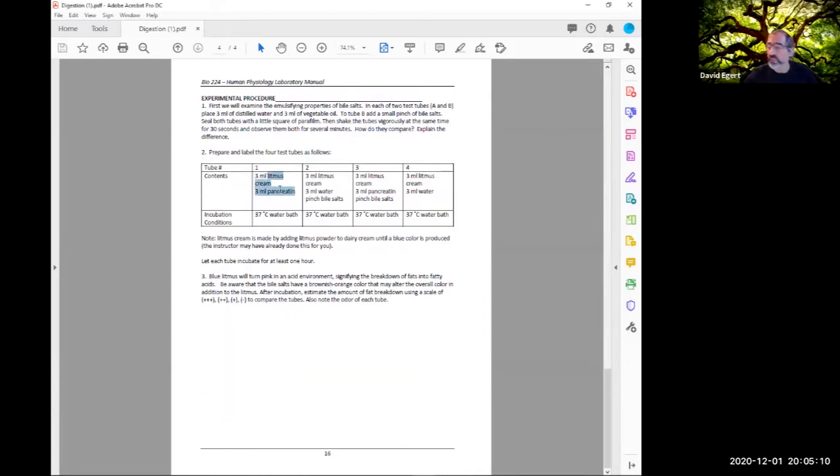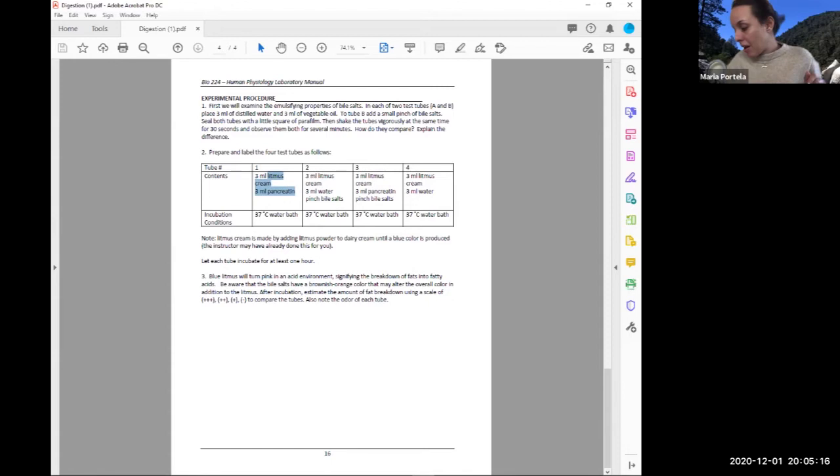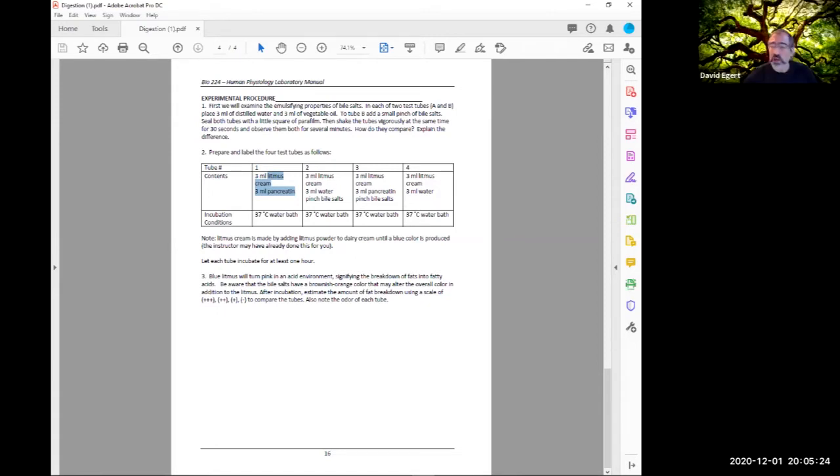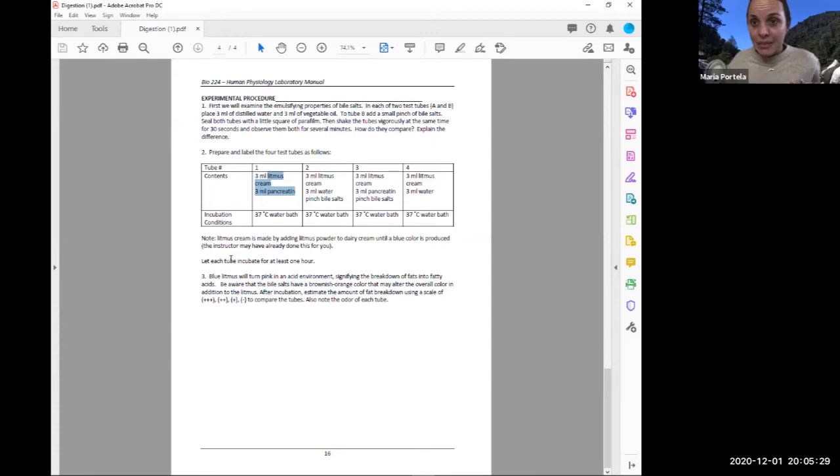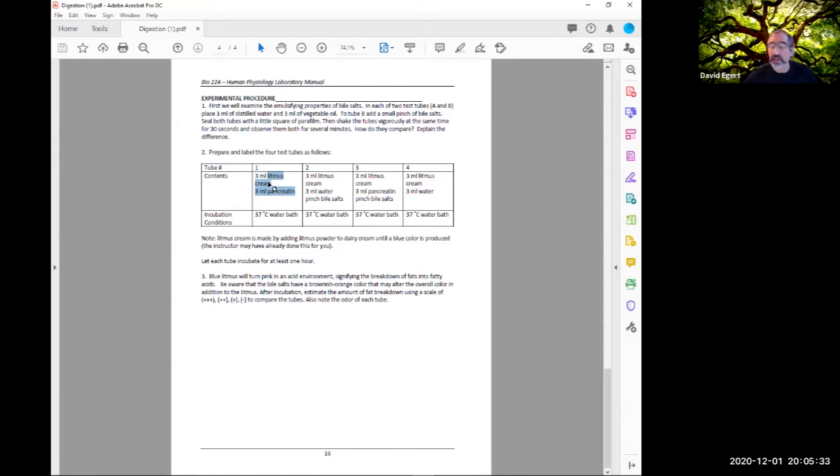Would cream and pancreatin break down on their own? It will be some acid, so it will turn a little pinkish. Yeah, and why? Because of the presence of pancreatin, that it's an enzyme. Exactly. So we have the enzyme, we have the fat, so we're probably going to have some breakdown.